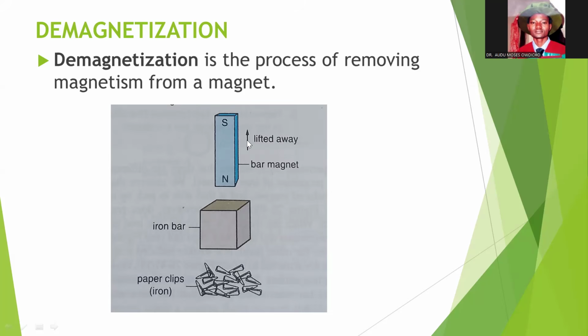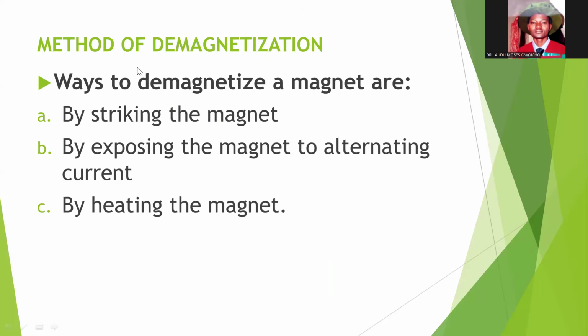But the moment the bar magnet is lifted up, the iron bar loses its magnetism and the magnetic material will fall. So the process whereby the iron bar loses its magnetism as a result of the bar magnet being lifted up is called demagnetization. Different ways of demagnetization are by striking, by exposing the magnet to alternating current, and by heating the magnet.